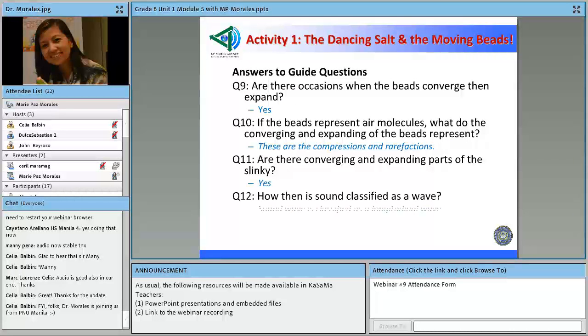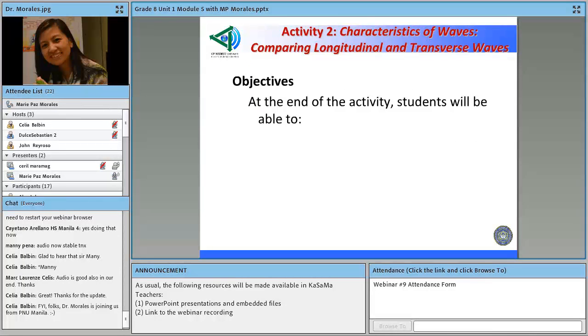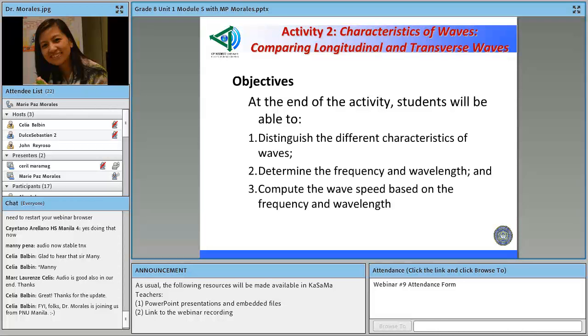Okay, so for activity 1, there are a lot of questions included to be able to come up with the idea that sound is vibration and that they travel through vibrations of air particles. So for activity number 2, before going on, probably we can ask Ma'am Sel again for poll number 2. Ma'am Sel?